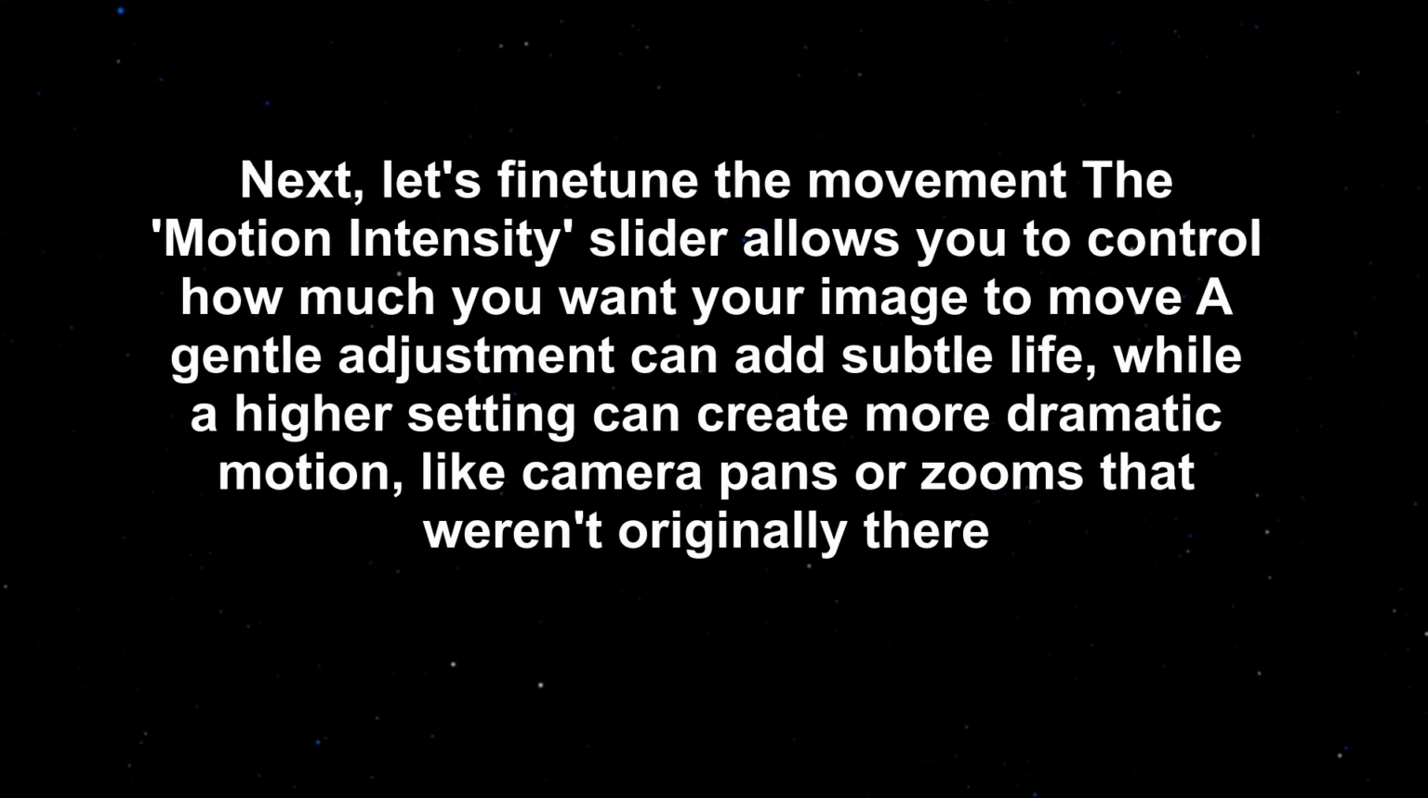Next, let's fine-tune the movement. The motion intensity slider allows you to control how much you want your image to move. A gentle adjustment can add subtle life, while a higher setting can create more dramatic motion, like camera pans or zooms that weren't originally there.